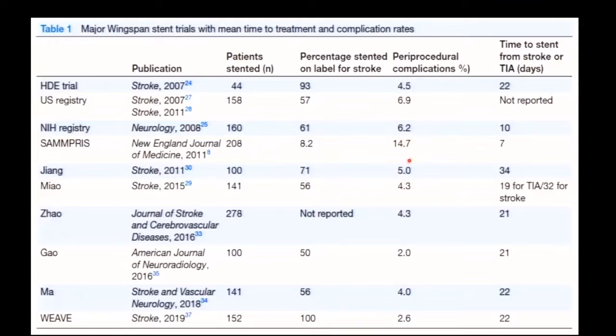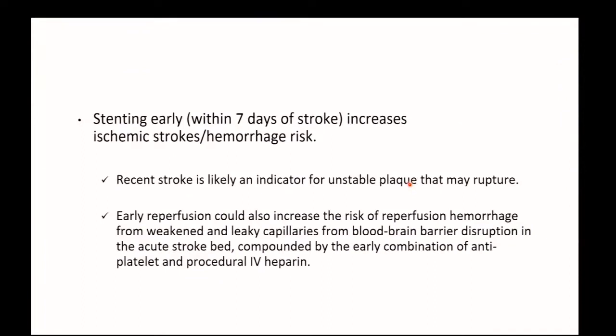trial. So a lot of lessons to learn here from what went wrong with the SAMMPRIS trial. Look here, time to stent from the stroke or TIA. SAMMPRIS was the only trial, actually, where within the first day, the first week, they stented these patients. Most of these trials, including the CASSISS trial, the Asian trial, wait at least 21 days to stent these patients. So you can anticipate how the future will look like.